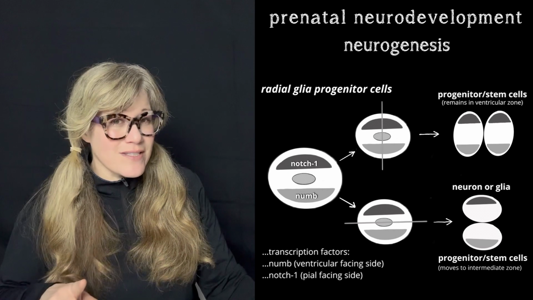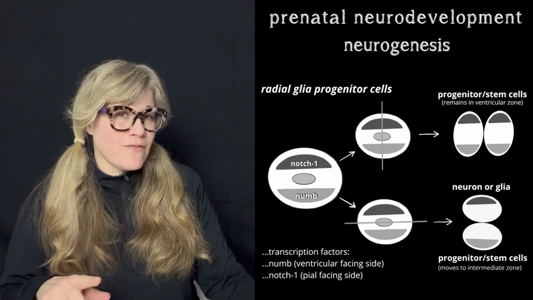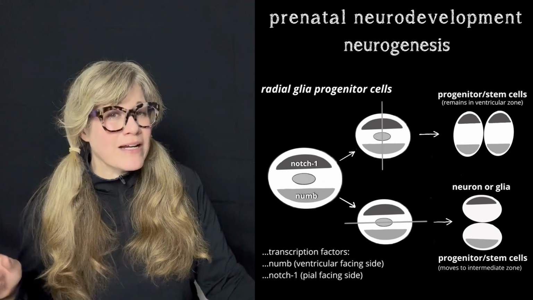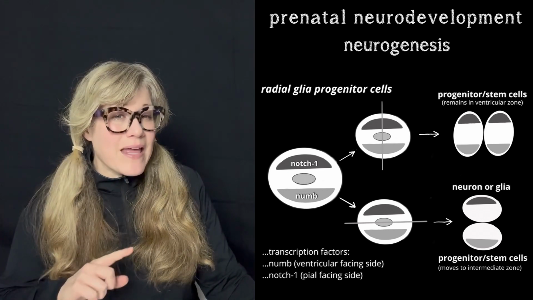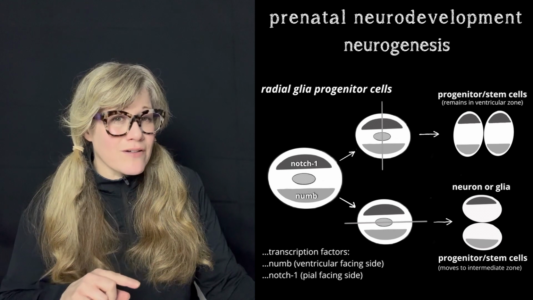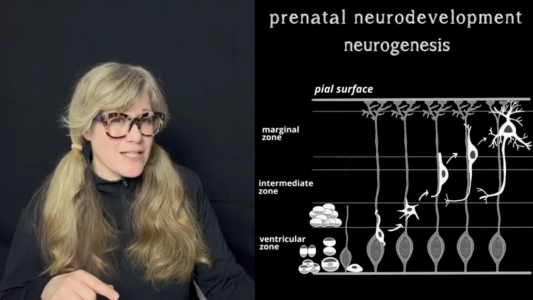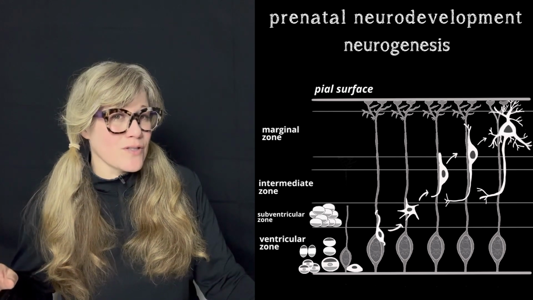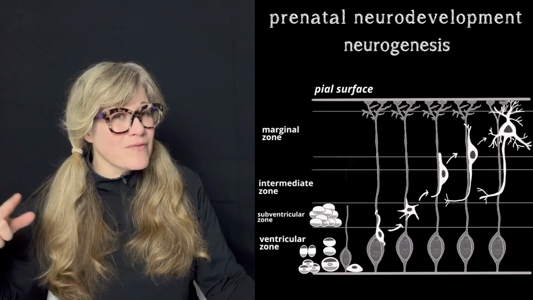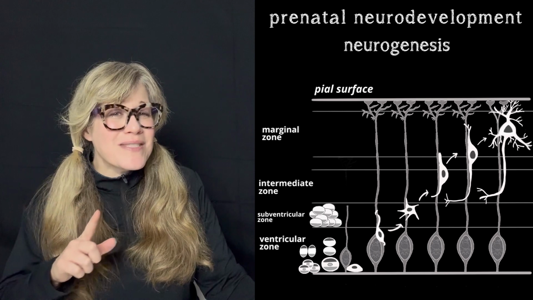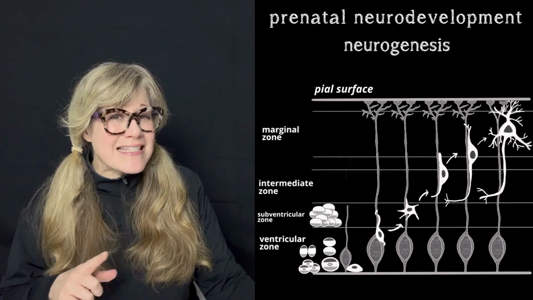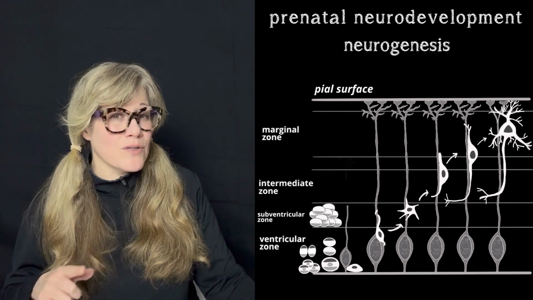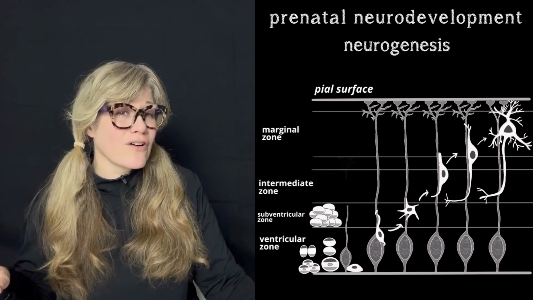Likewise, the other daughter cell with only NUM transcription factor expression remains a progenitor cell and migrates to the intermediate zone. And when enough of those intermediate progenitor cells accumulate in the intermediate zone, they form another zone layer called the subventricular zone, and it sits on top of the ventricular zone. And those intermediate progenitor cells in the subventricular zone will symmetrically divide and eventually produce post-mitotic daughter neurons.